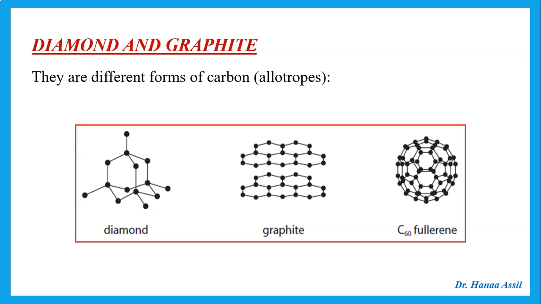Okay, another example of giant substance. This is a giant covalent element. Diamond is made of carbon. Graphite is also made of carbon. So they are all elements, but they are giant and they are covalent because we have many atoms covalently bonded together. So we have diamond, we have graphite, we have also a form of carbon which is called fullerene.